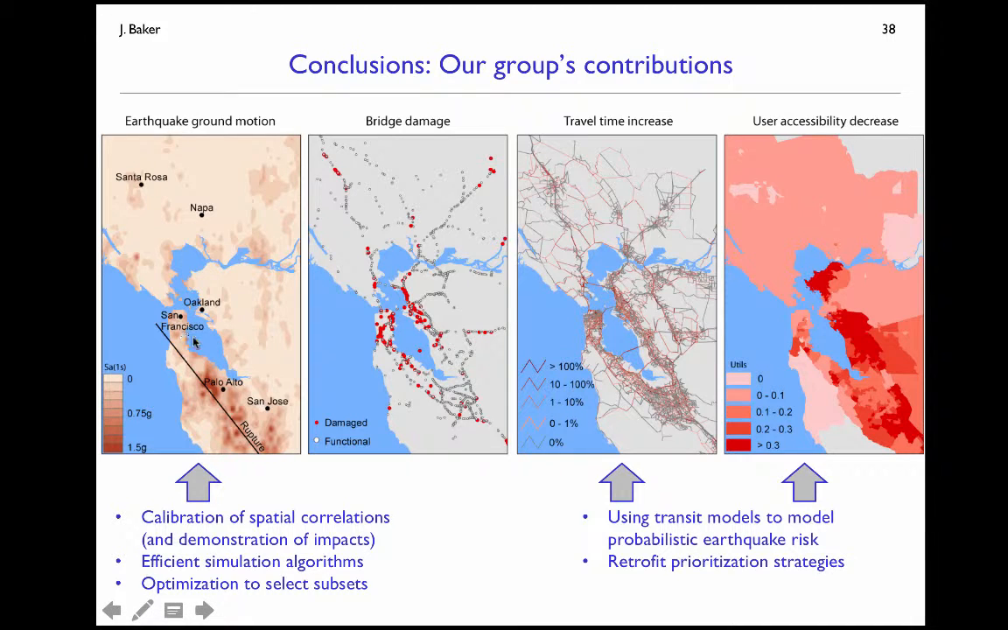So over in this first panel, we've done a lot of work in characterizing these ground shaking intensities. In particular, we've done a lot of work over the years calibrating spatial correlation models, measuring the spatial variability in ground shaking intensity, and then demonstrating the impacts of that on assessments like this. Also, when we took those thousands of simulations of ground shaking intensity and optimized them down to just a few dozen sets, that's an area where we've done some work in trying to develop those optimization strategies, and also trying to efficiently simulate those ground motion maps to begin with is another area where we've done a lot of work. Okay, the bridge damage models we've taken off the shelf.